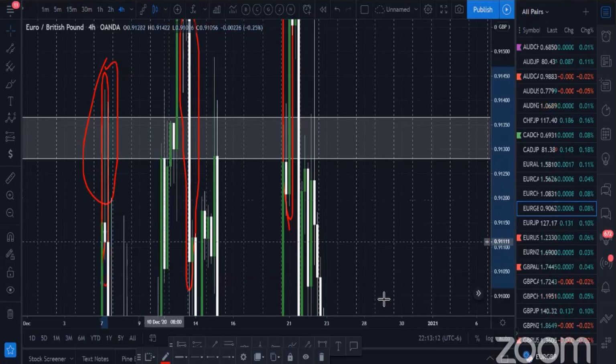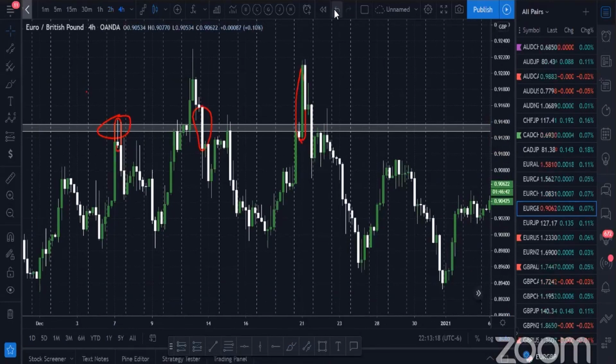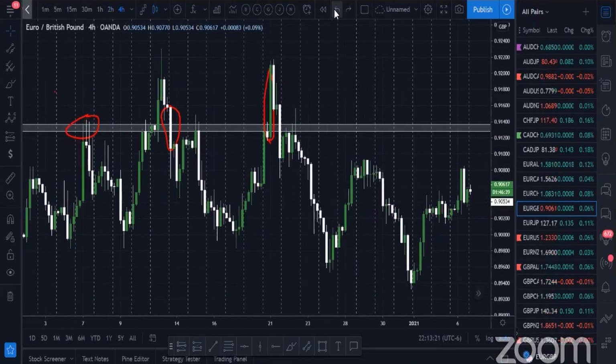Ooh, that didn't do right at all. Let's go back. So you see how the body of the candle really wasn't much compared to the tail or the wick of that candle. So those are some of the things that I look at. Let's see, make sure that I can be heard. Okay, perfect.